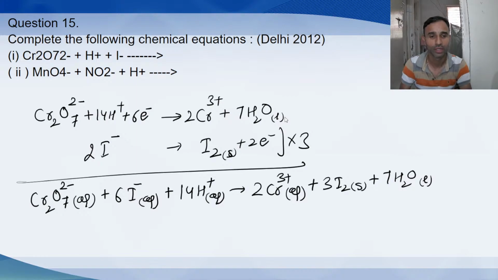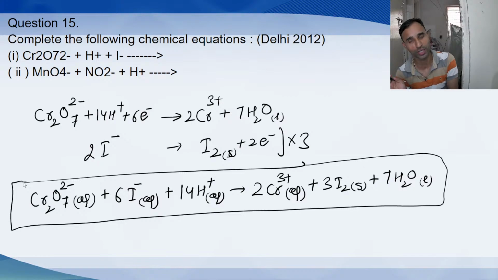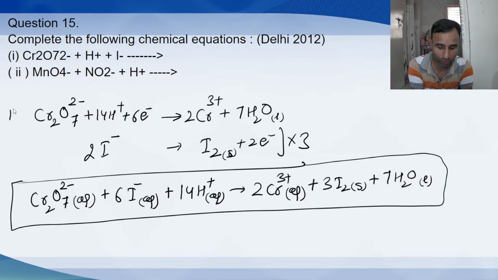That's it. To re-verify, just look at the charges. 6 negative, 2 negative, 8 negative, 14 positive, total 6 positive. On the right side, 2 times 3 is 6 positive. That's it. This is the first part. Now the second part, again in acidic medium.